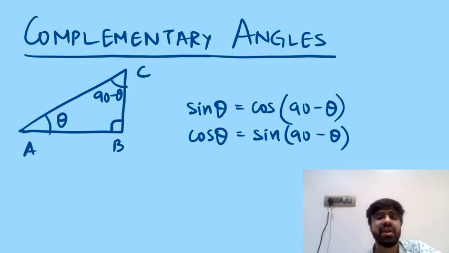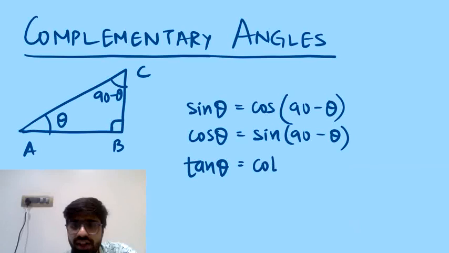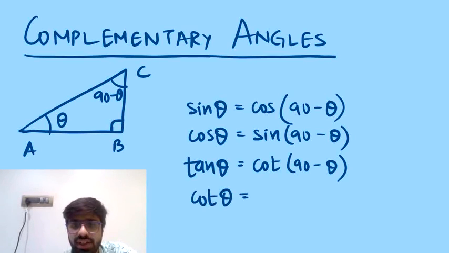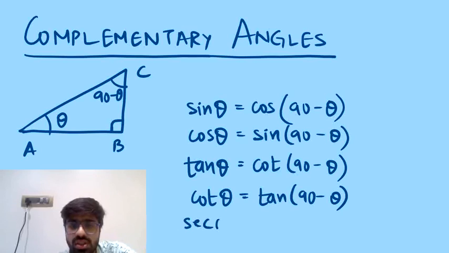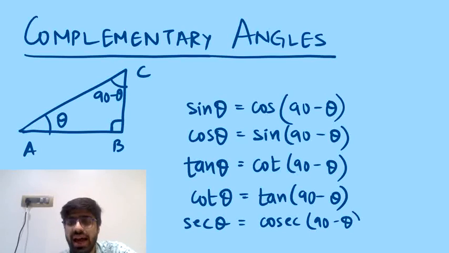Sine theta can be converted into cos theta by using the result sine theta is cos of 90 minus theta, and similarly cos theta is sine of 90 minus theta. In a similar way, tan theta is cot of 90 minus theta, and cot theta will be tan of 90 minus theta. Two more identities with the two leftover functions: sec theta can be written as cosec of 90 minus theta, and cosec of 90 minus theta will be equal to sec theta.